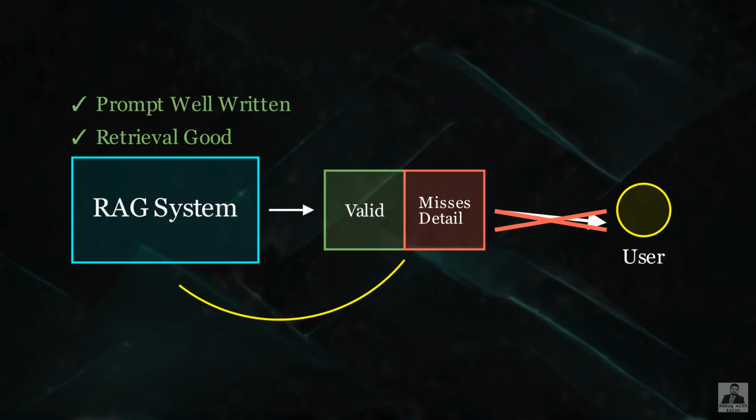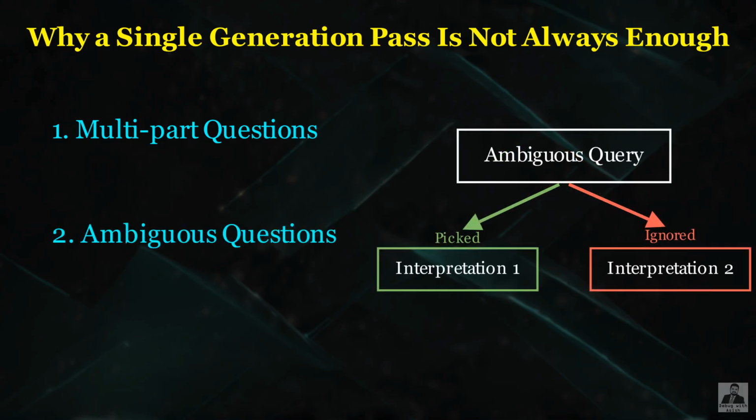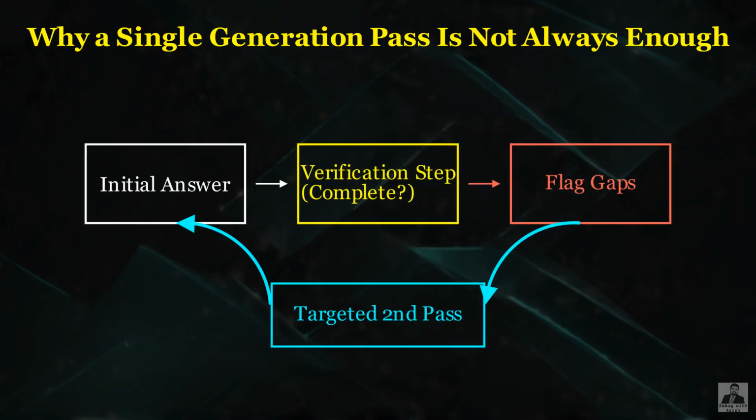The model reads its own answer, identifies what is missing, and decides whether to try again with a more targeted approach. There are 3 common cases where a single generation pass falls short. Multi-part questions where the model answers the first part and forgets the second. Ambiguous questions where the model picks one interpretation without acknowledging the other. And rich context chunks where the model skips a relevant detail because it latched onto a different part of the text. Reflection adds a verification step that checks whether the answer is complete and flags specific gaps for a targeted second pass.